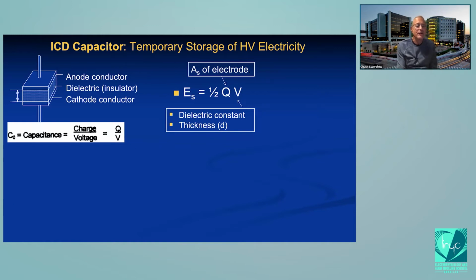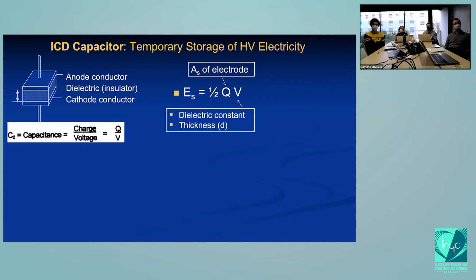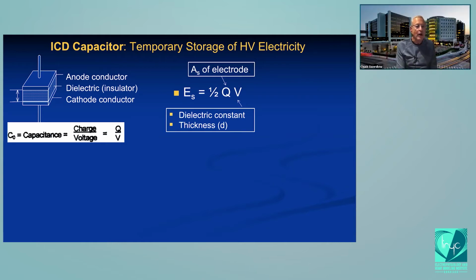Now, as the circuit is charging, the energy needs to go somewhere and it goes into the storage capacitors. You probably remember from high school or college that a capacitor stores electricity by separating two electric conducting plates, or conductor plates, with an insulator called a dielectric between them. And the capacitance is defined as how much charge you store for a given amount of voltage.